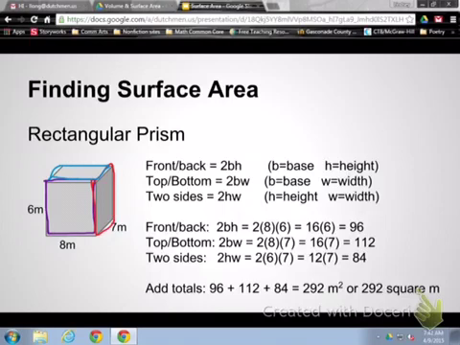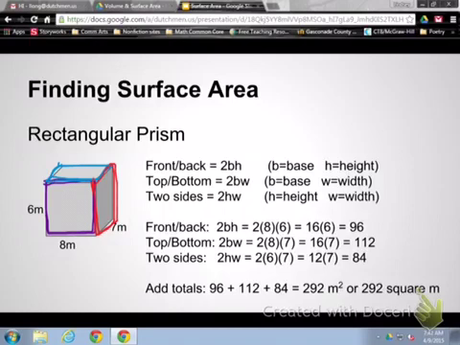To do that, the first thing we have to do is take the front and the back. That would be the area that I highlighted in purple. The front and the back are going to be the same size, so to find that, we take 2 times the base times the height. Then we want to find the top and bottom, the ones I have in blue. Once again, those would be the same size, so we take 2 times the base times the width. And then the final one is our 2 sides, the areas in red, and to find those, we take 2 times the height times the width.